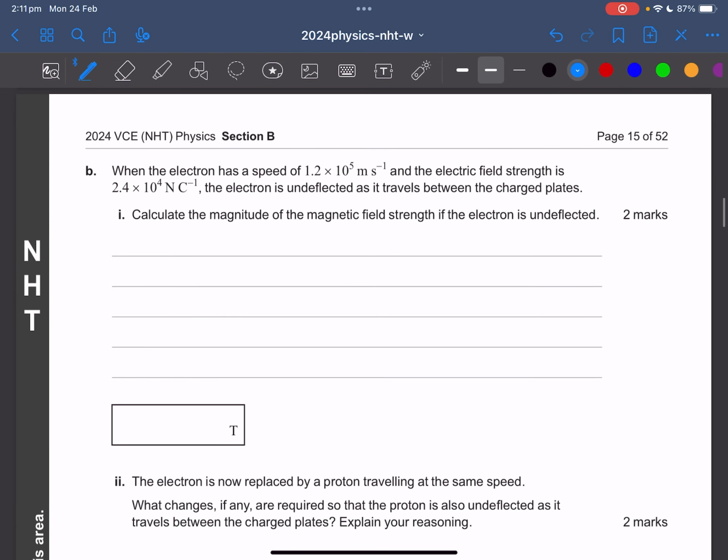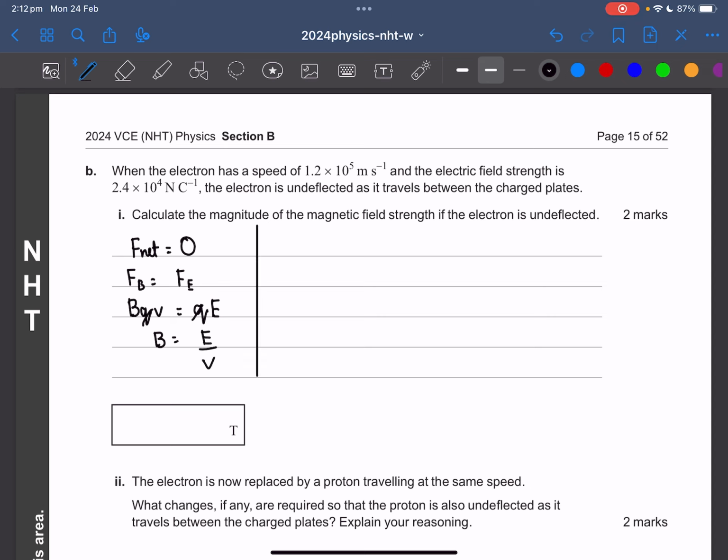When the electron has a speed of this and the electric field strength is this, the electron is undeflected as it travels between the charged plates. Calculate the magnitude of the magnetic field if the electron is undeflected. For that, we know that our net force is equal to 0. That means the force generated by the magnetic field has to be the same as the force generated by the electric field. So we'll have BqV equals qE, so the q's cancel out, leaving us with B equals E over V.